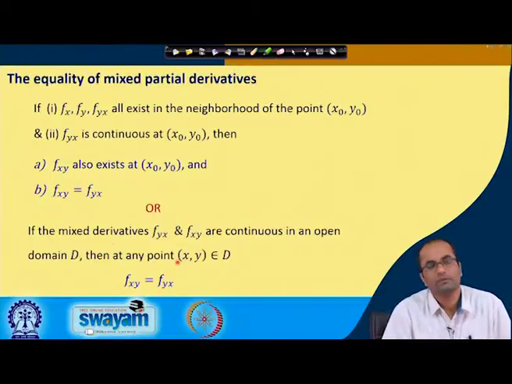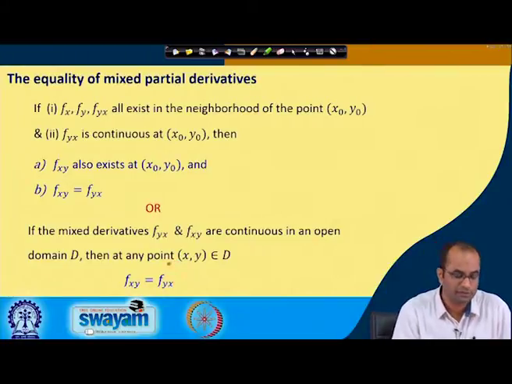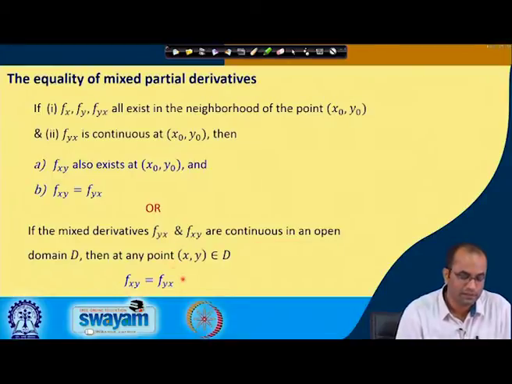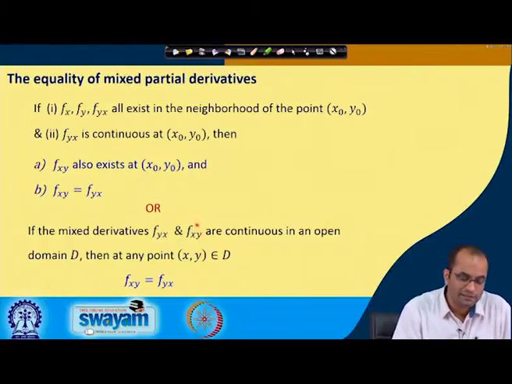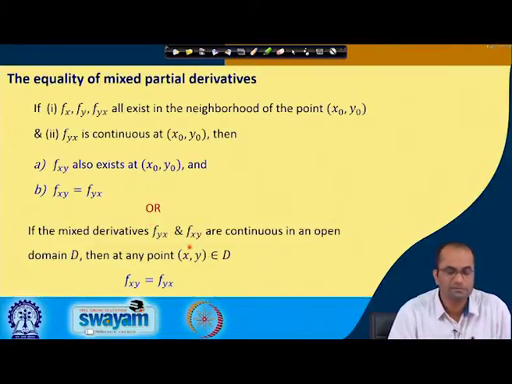Otherwise, we would have got the equality there, that f_xy is equal to f_yx, because that is a sufficient condition. So, if these second order partial derivatives are continuous, then they will be equal. So, what we can conclude from here is, if they are not equal, that means the derivatives were not continuous, because if the derivatives were continuous, then they have to be equal. So, if these mixed order derivatives are not equal, then we can conclude that these mixed order partial derivatives are not continuous.